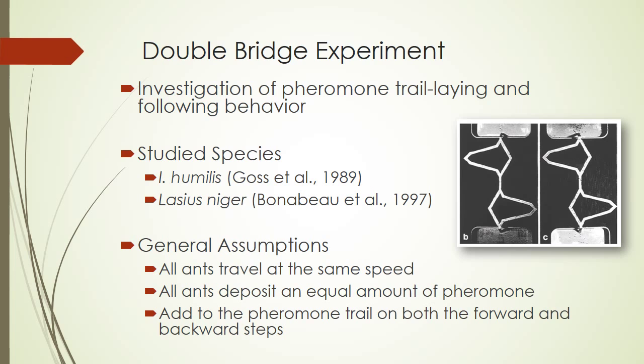The general assumptions for the calculations going forward will be that all of the ants are traveling at roughly the same speed, that all of the ants are depositing an equal amount of pheromone on the ground, and that they add this pheromone in both their forward and backward steps, so in their trips to the food source and then back to the nest.